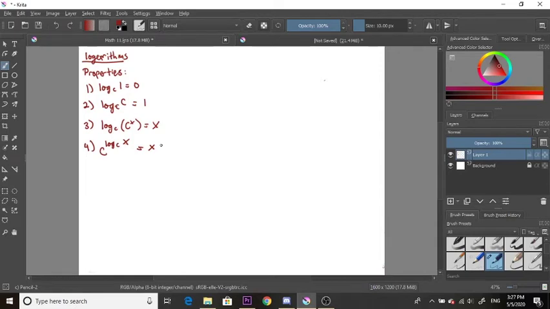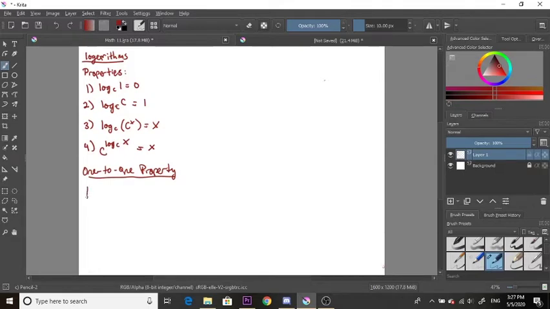So today I wanted to take a look at some of the rules and the last property of logs. So let's take a look at that property. That property is called the one-to-one property.